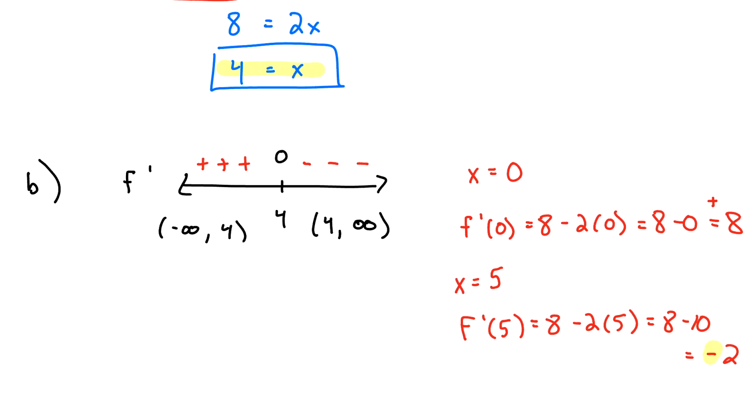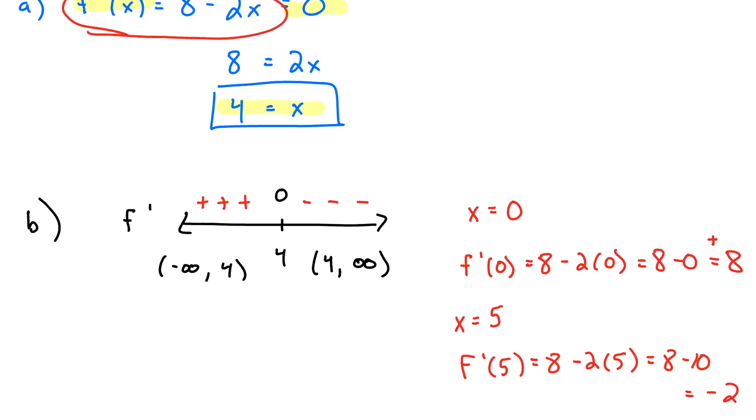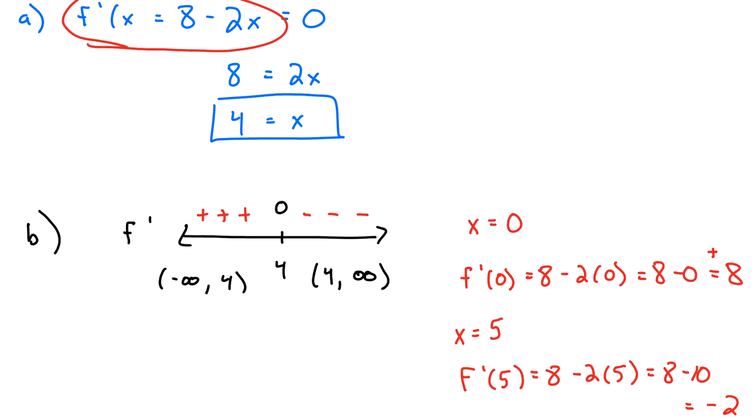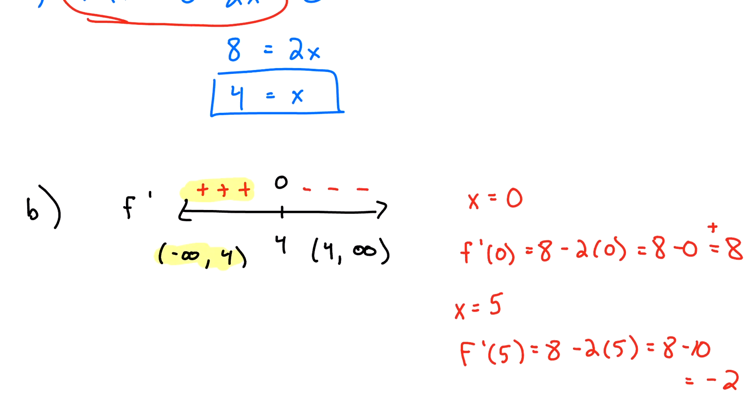And now, at this point, I've got everything I need to answer this question because I can go back and remember that the first derivative sign can tell me whether it's increasing or decreasing. So when f prime is positive, that means that our function f is increasing. So I can look and I can say, well, we said our first derivative was positive on the left-hand side of 4, or on negative infinity to positive 4. So that means that our function f is increasing on negative infinity to 4.